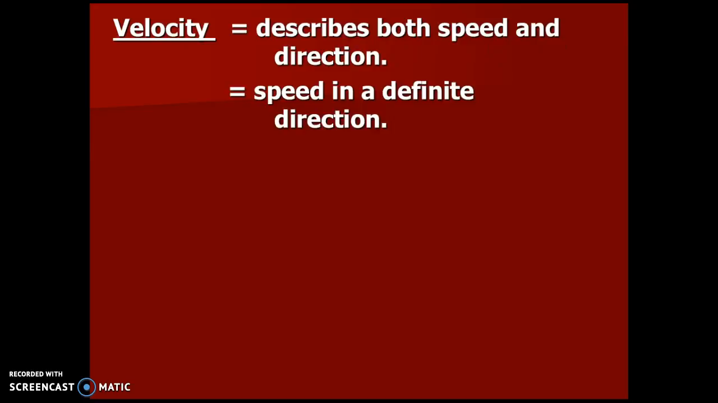The difference between speed and velocity is that velocity describes both speed and direction. If you think back to speed, that was just a number and a label. This will now be a number, a label, such as 55 miles per hour, but now it's going to tell you a direction, such as south or northwest, something like that.